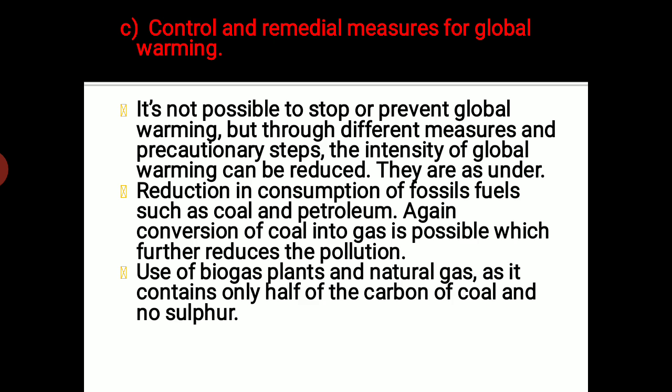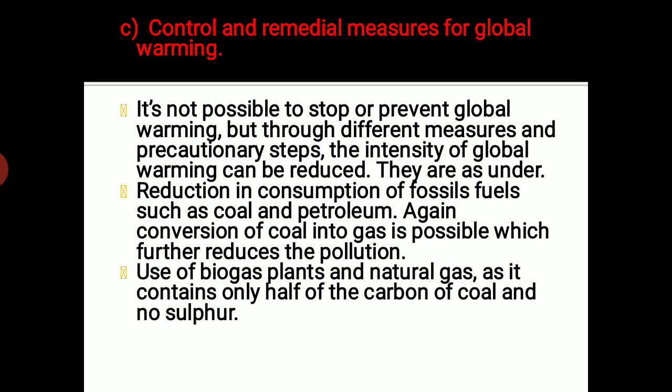Number one, it's not possible to stop and prevent global warming. That is what I said, કે એને સાવ બંધ કરી દેવું, અટકાવી દેવું શક્ય નથી, પણ જુદા જુદા મેજર્સ દ્વારા we can take the precautionary steps. That means આપણે એવા મેજર્સ લઈ શકીએ, સ્ટેપ લઈ શકીએ, જેનાથી આપણે અલ્ટિમેટલી ગ્લોબલ વોર્મિંગ છે એને રિડ્યુસ કરી શકીએ, right? Next comes up is reduction in, કેવી રીતે વસ્તુ થઈ શકે?